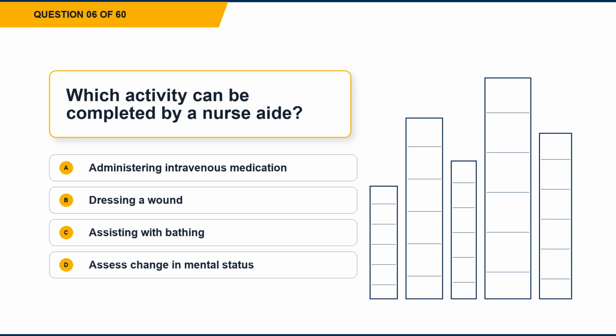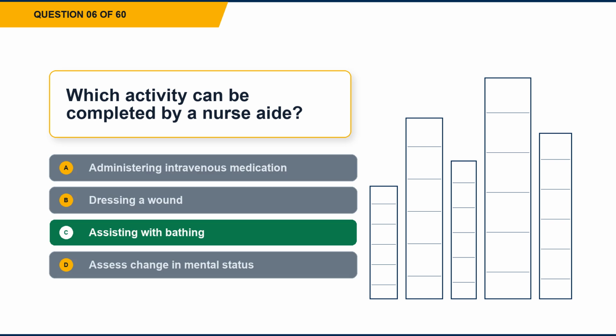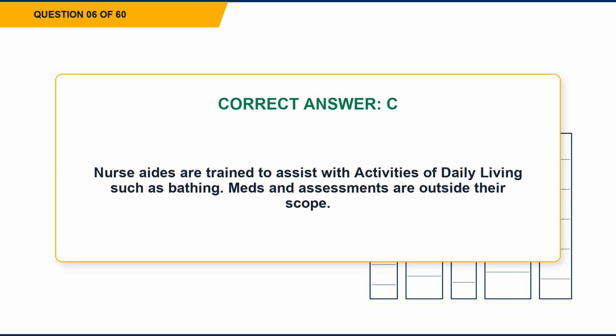Question 6. Which activity can be completed by a nurse aide? Option A. Administering intravenous medication. Option B. Dressing a wound. Option C. Assisting with bathing. Option D. Assess change in mental status. The correct answer is option C. Assisting with bathing. Explanation. Nurse aides are trained to assist with activities of daily living such as bathing. Meds and assessments are outside their scope.